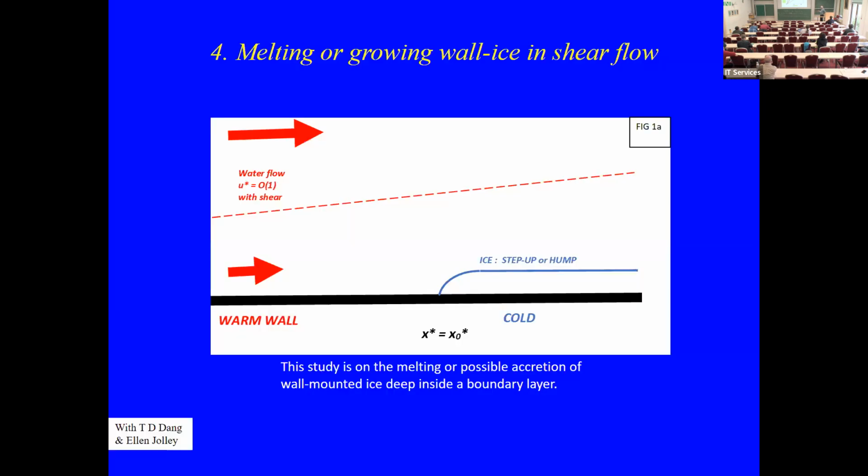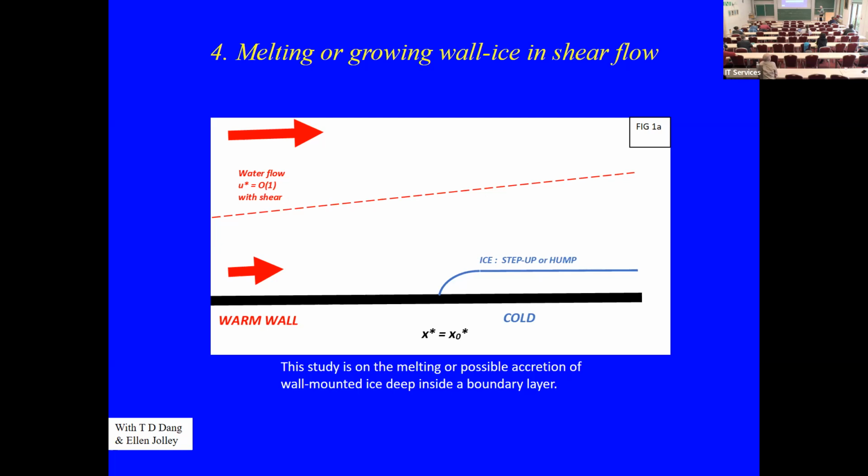Okay, this brings me now to the fourth item, which is the final item: what can we do about melting or growing wall ice in a shear flow. The basic problem we're tackling here is we've got a flat wall which is warm and then cold, and we imagine the ice has been formed on the cold part of the surface. It's a hump or it's a step, some shape like that, and you can imagine it's as a result of an ice particle coming in, having made its way to the surface, and then stuck. So this is the starting point.